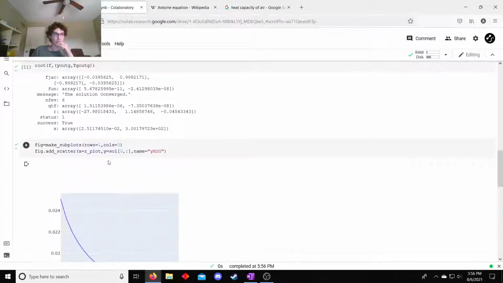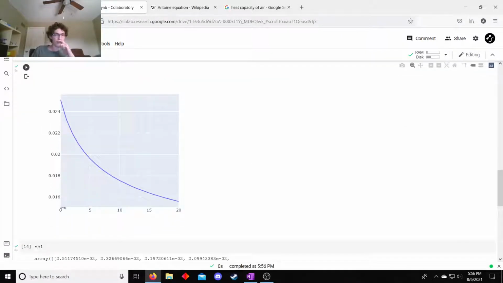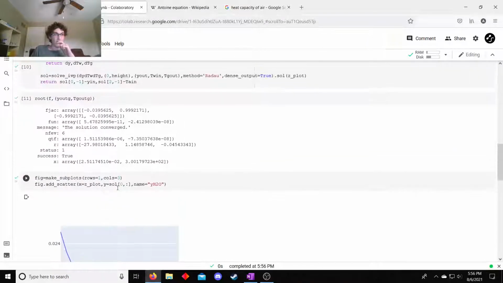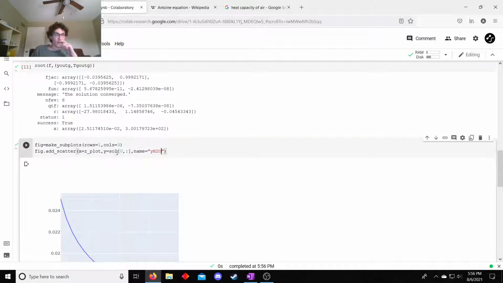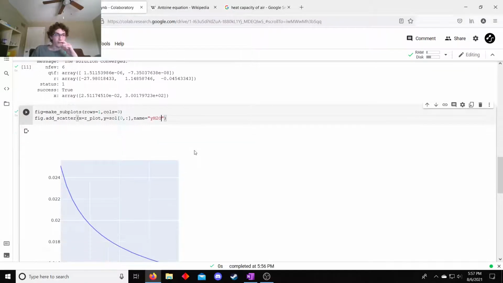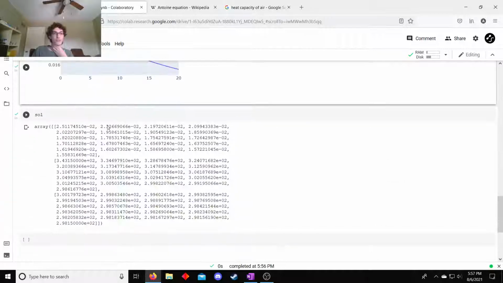So again, this right here means our x values are every value on our z-plot, so it goes from 0 to 20. And for our y values, we go SOL at 0, so it's going to go into this array here, SOL, and take the 0th array that's part of that array.